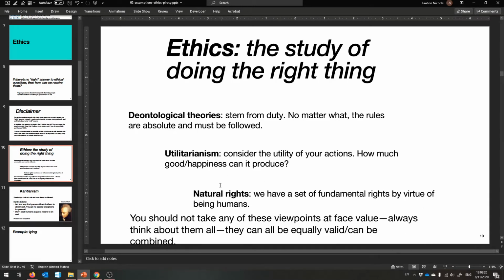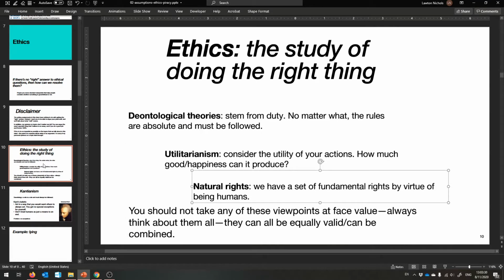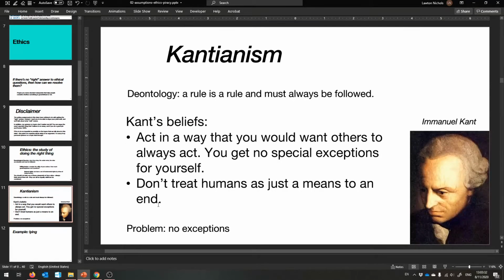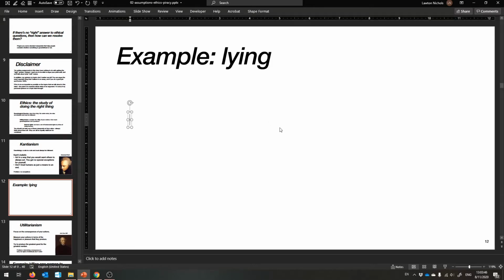Okay, something like that. All right. So, the problem with Kantianism is there are no exceptions. And that might be a deal breaker for you. But it does help. And so the standard example of Kantianism, and maybe something wrong with it, is lying.